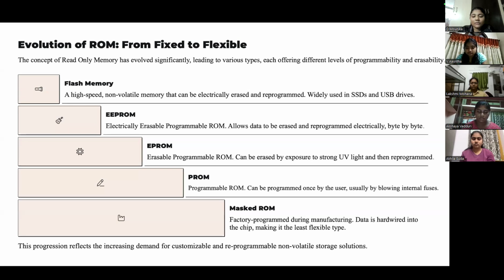Next one is masked ROM, the earliest form. Masked ROM is the earliest and least flexible ROM type. Here the data is permanently written during manufacturing using masks. Once produced, it cannot be changed or reprogrammed. This was useful for mass production and products like calculators or early video games, but lacked adaptability.